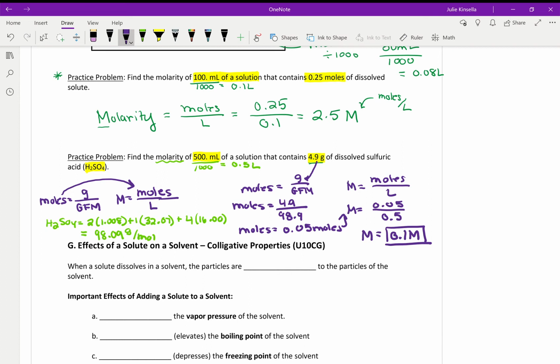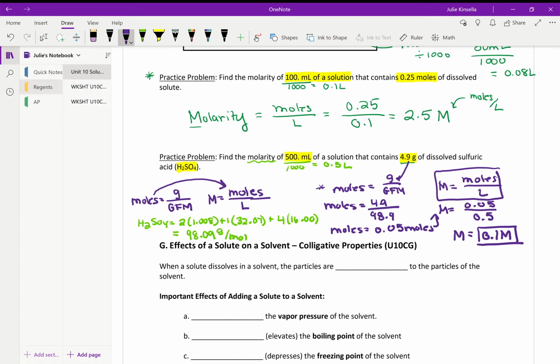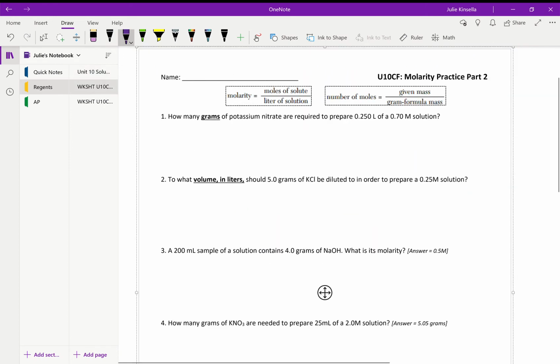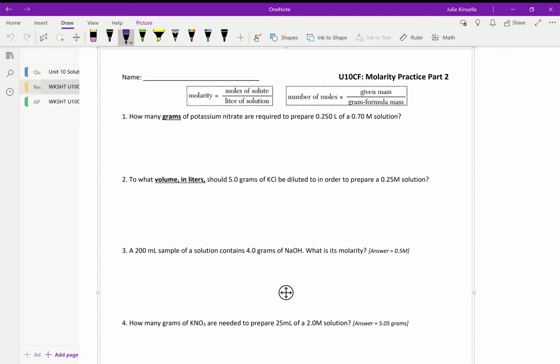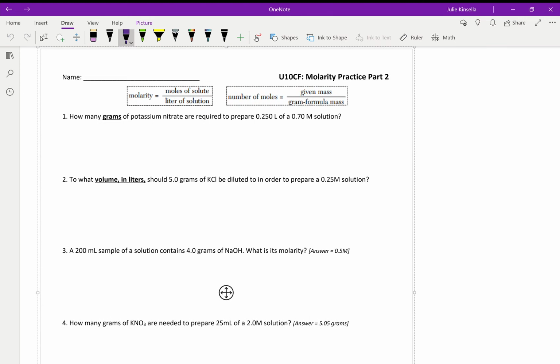Okay, so it's the same basic formula with molarity. However, we have this whole extra step here in order to convert grams to moles. So take a look at the worksheet that I attached. We'll say molarity practice part 2. I'm just going to go through these first 2. Now in number 1, they are looking for how many grams of potassium nitrate, and potassium nitrate is KNO3, are required to prepare 0.25 liters of a 0.7 molar solution.